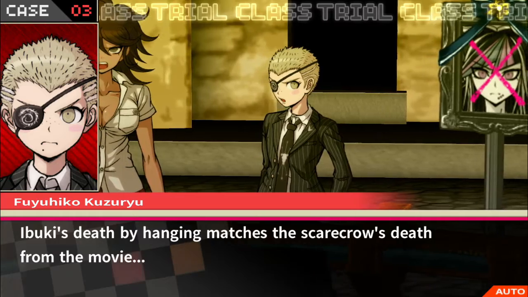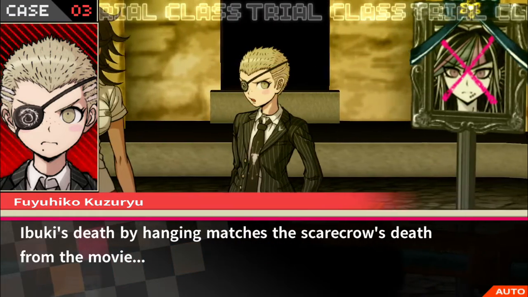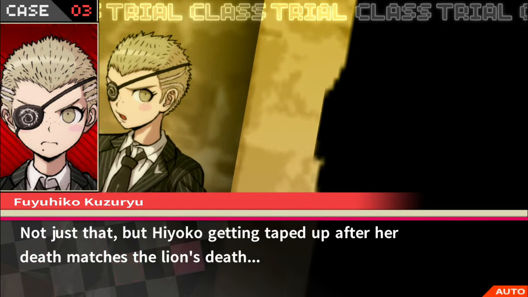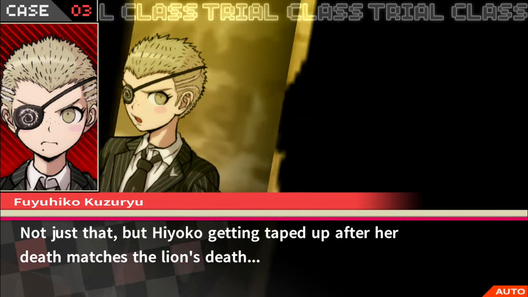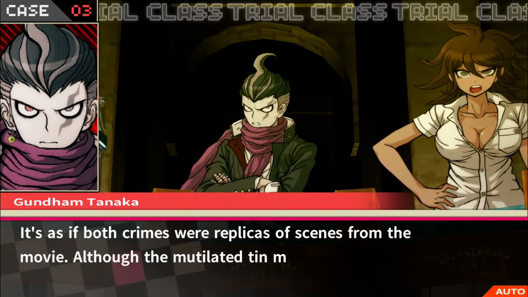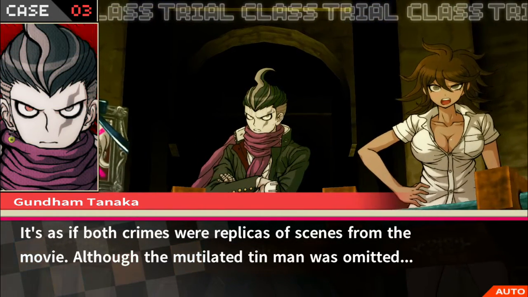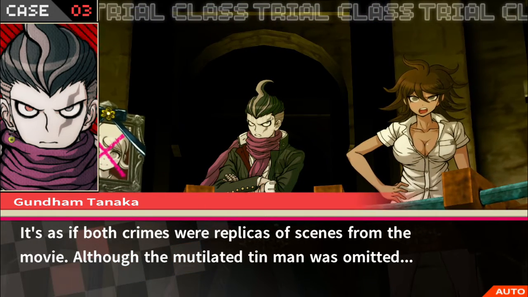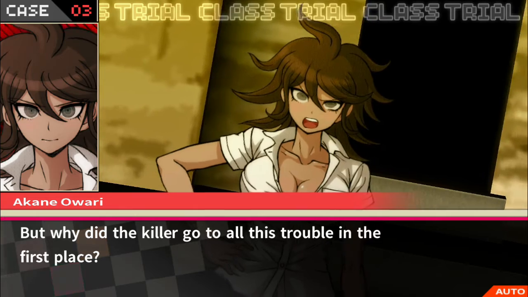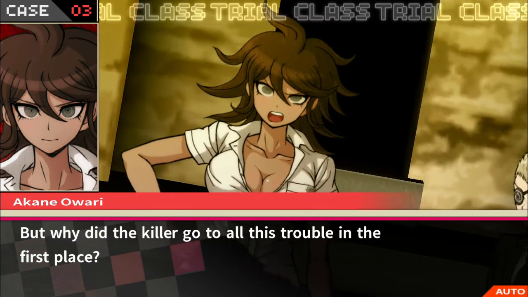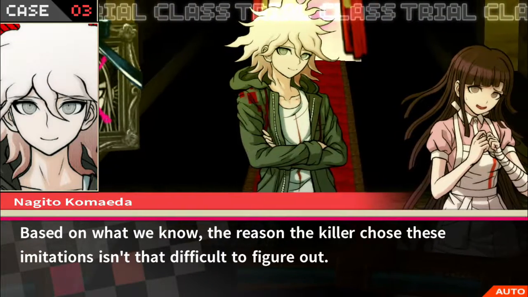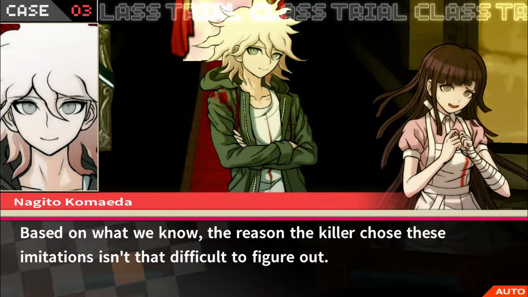Ibuki's death by hanging matches the Scarecrow's death from the movie. Not just that, but Hiyoko getting taped up after her death matches the lion's death. It's as if both crimes were replicas of scenes from the movie, although the mutilated Tin Man was omitted. But why did the killer go to all this trouble in the first place? Based on what we know, the reason the killer chose these imitations isn't that difficult to figure out.